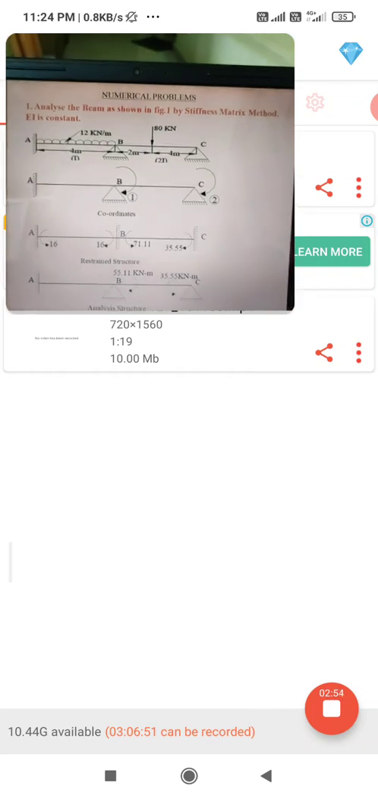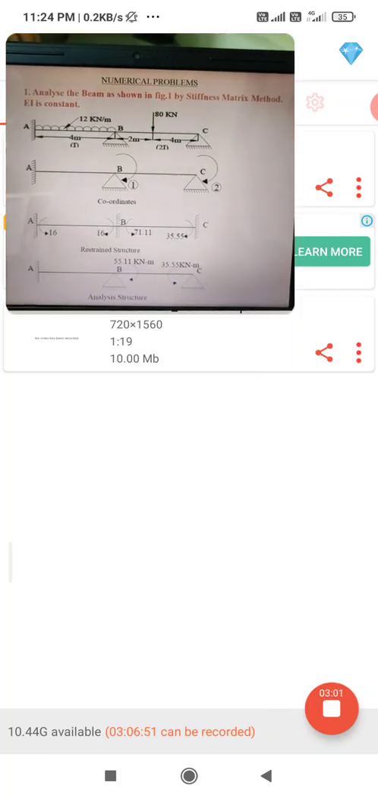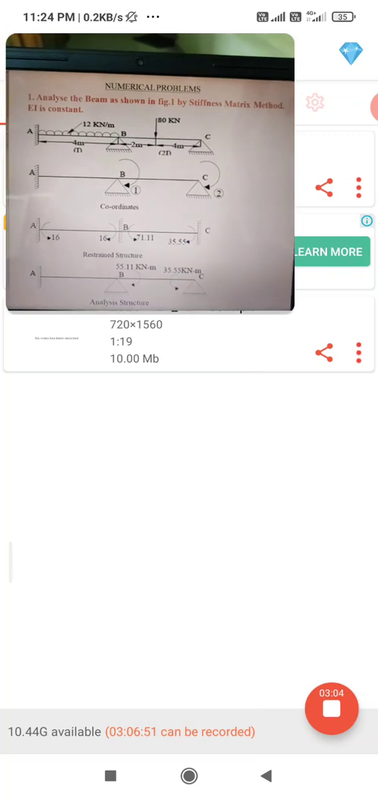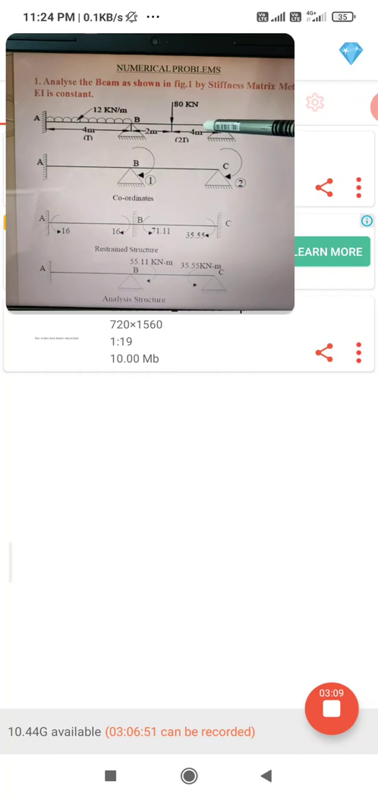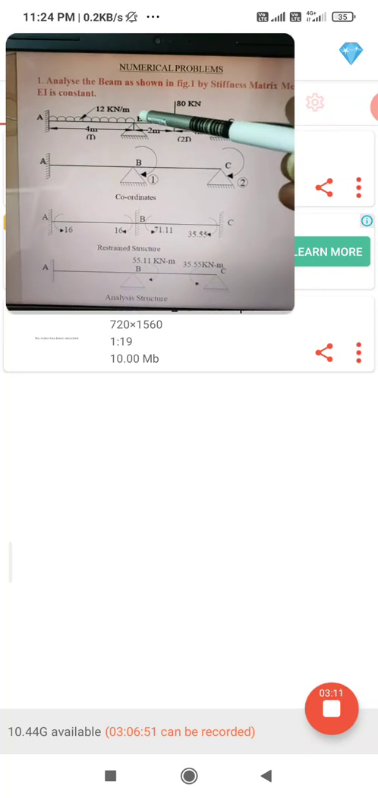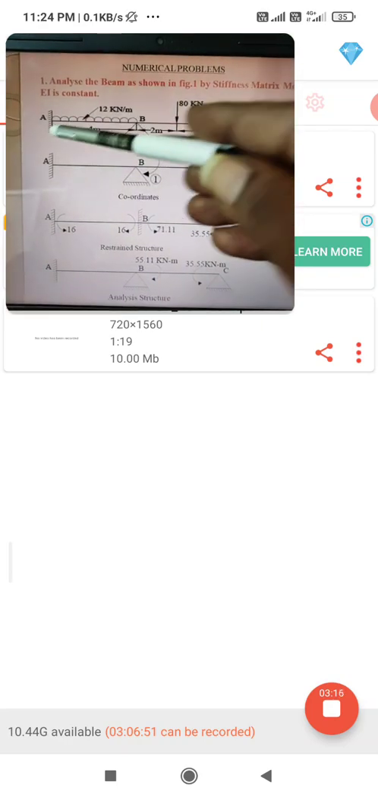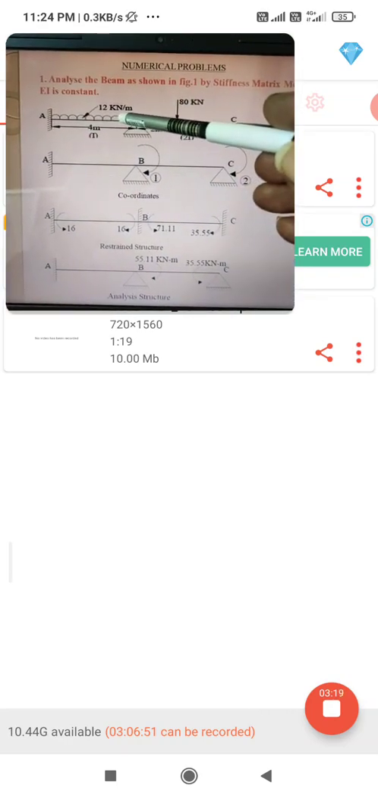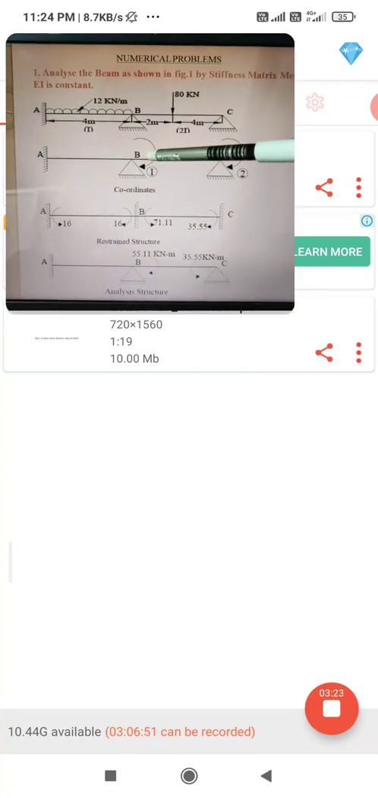Here we consider a single problem where we analyze the beam by the stiffness matrix method. Here EI is constant. There is a beam A, B, C, where B and C are the unknowns, the degrees of freedom or kinematic indeterminacies. A is fixed, with a UDL of 12 kilonewton per meter, and a point load. Here we assume coordinate 1 and coordinate 2.